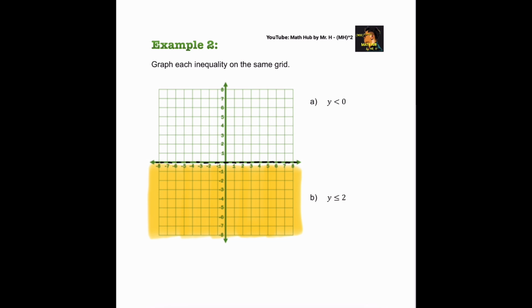All right, so let's check your work. Letter B, we were given y less than or equal to 2. That's +2. +2 is here. And since the inequality is less than or equal to, then we are expecting a solid line. So that's the line. And which area do we need to shade? Should be below.